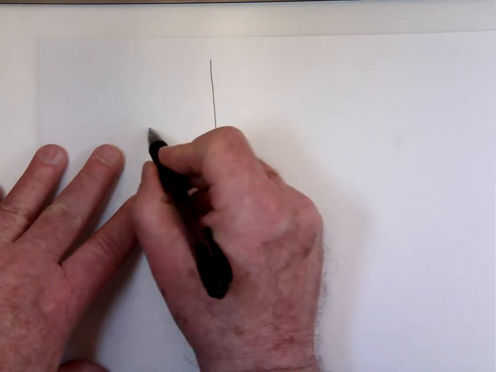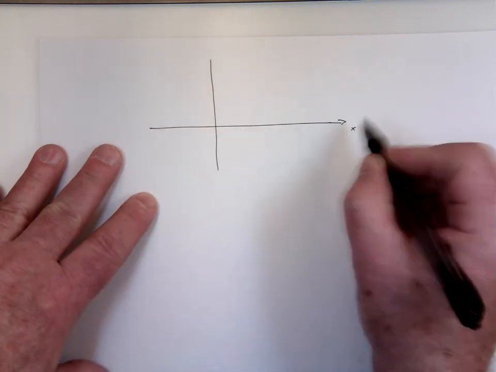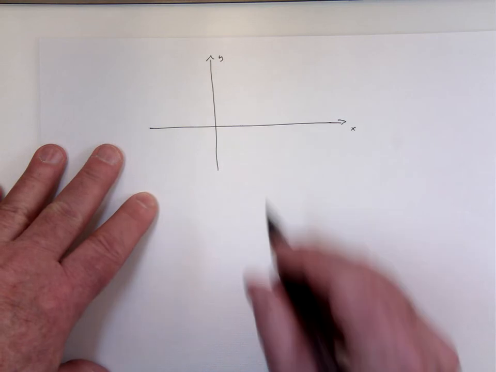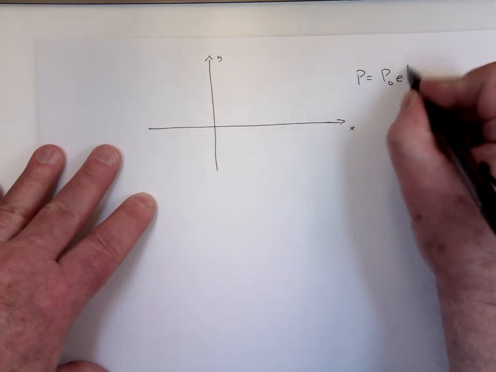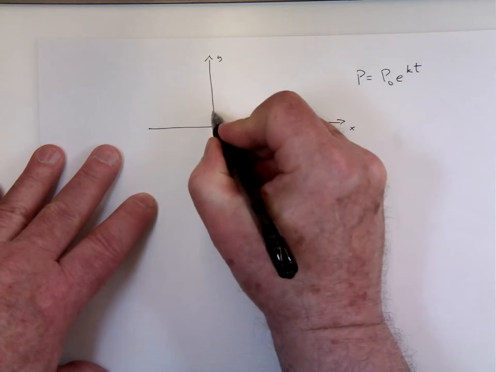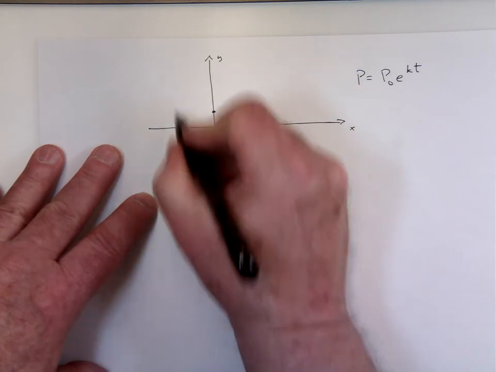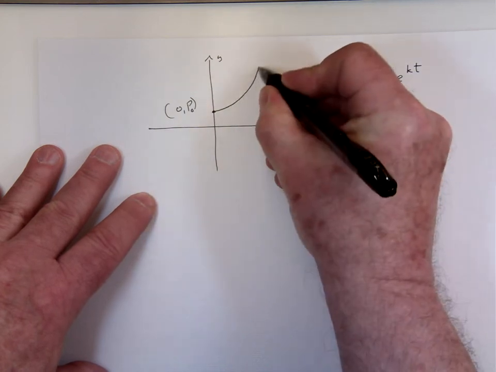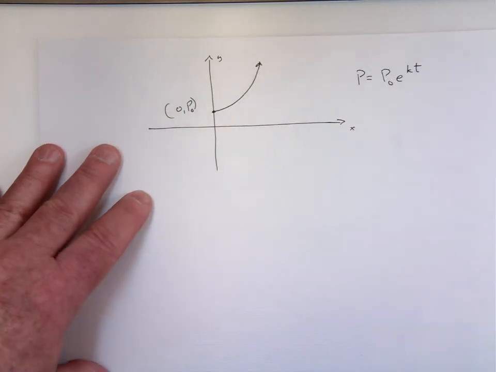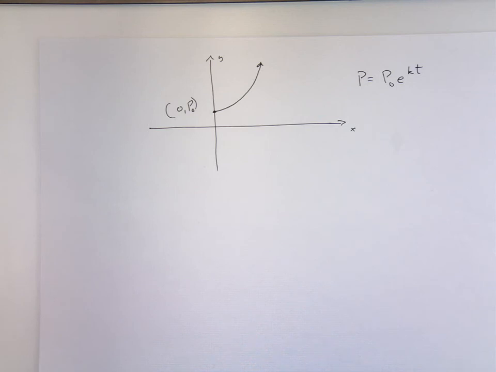Starts here at t equals 0, we get p sub naught. This is what you get. That's exponential growth. That's assuming k is greater than 0, it's increasing as opposed to negative. If it were negative, it would be decreasing, and it would decrease right to 0. This is the exponential growth model.